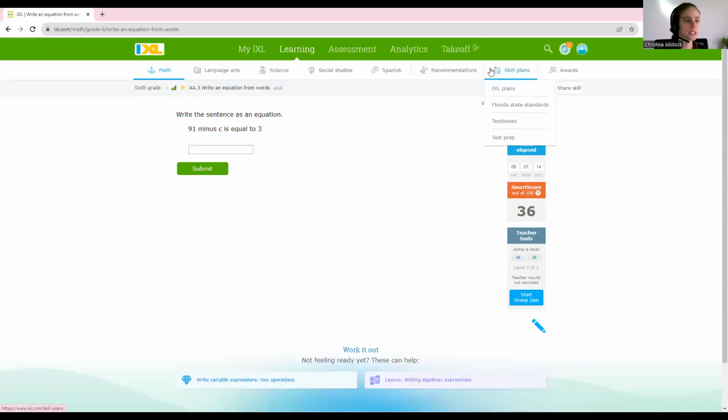All right, final example here. 91 minus C is equal to 3. There's some subtraction going on here, so I want to make sure I can get this right. And I know I'm going to have subtraction because of the word minus, but this says 91 minus C. We can do it in that order. This is not a turnaround example. So it simply is just 91 minus C, and then is equal to 3.